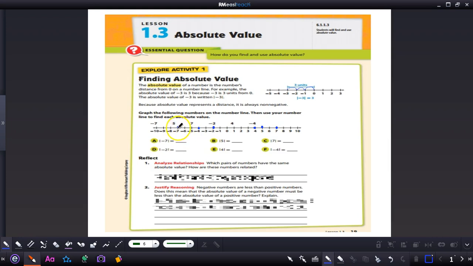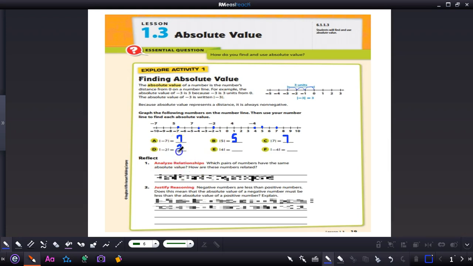So what's the absolute value of -7? We think about the distance -7 is from 0 on the number line, and we can see the distance is 7 from 0, so absolute value is 7. Letter B, what's the absolute value of 5? 5 places from 0 on the number line, so 5 is the absolute value. Letter C, what's 7 on the number line? What's the absolute value? You can see the distance is 7 from 0 on the number line, so it is 7.